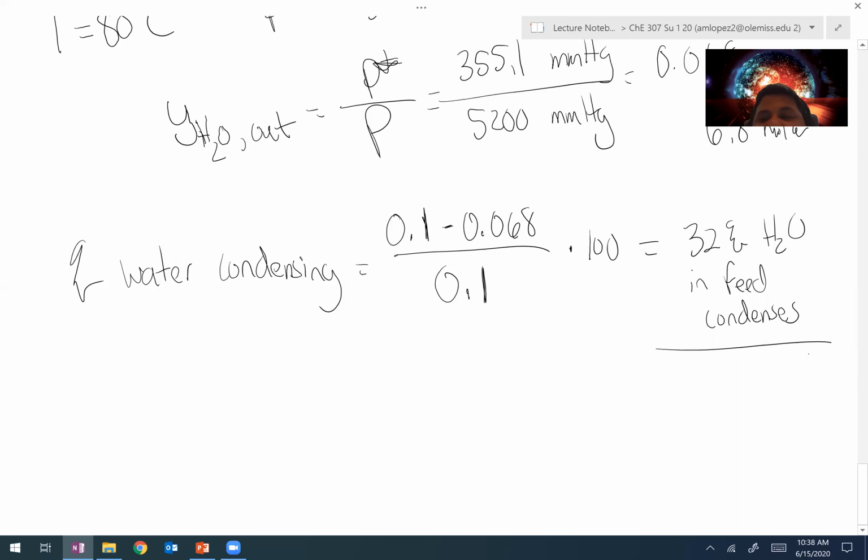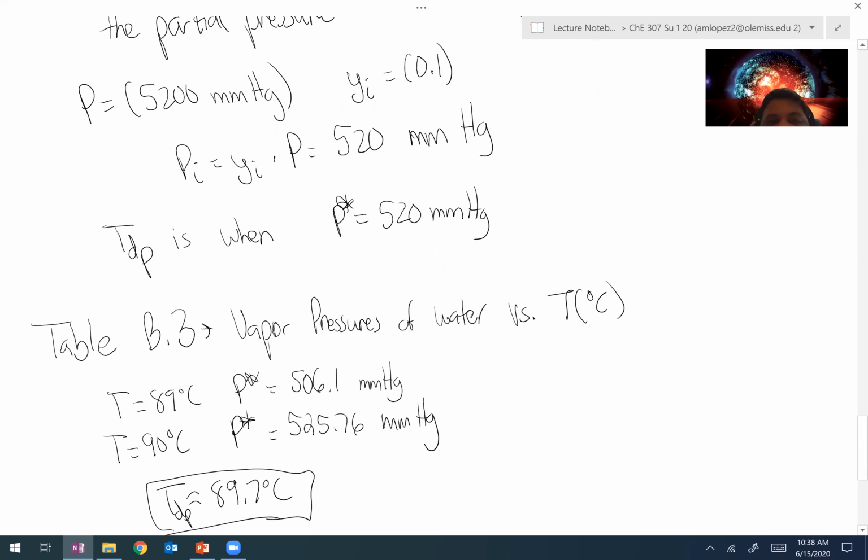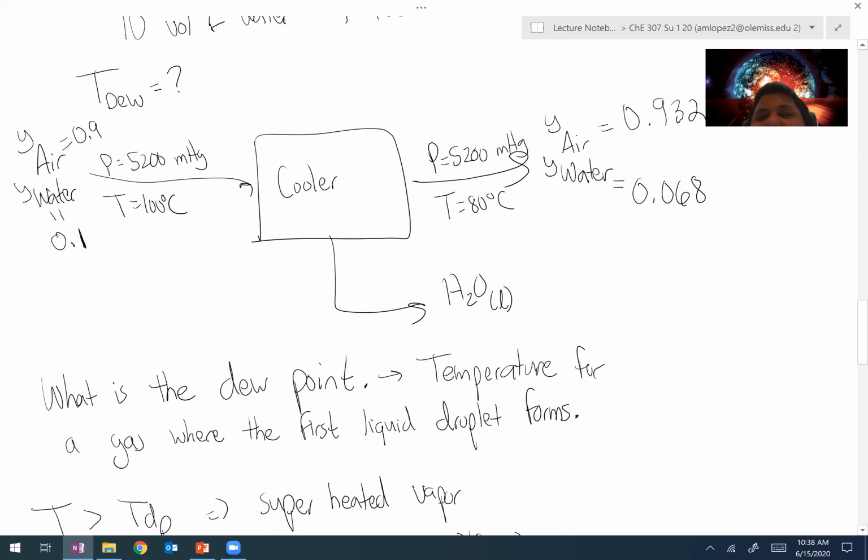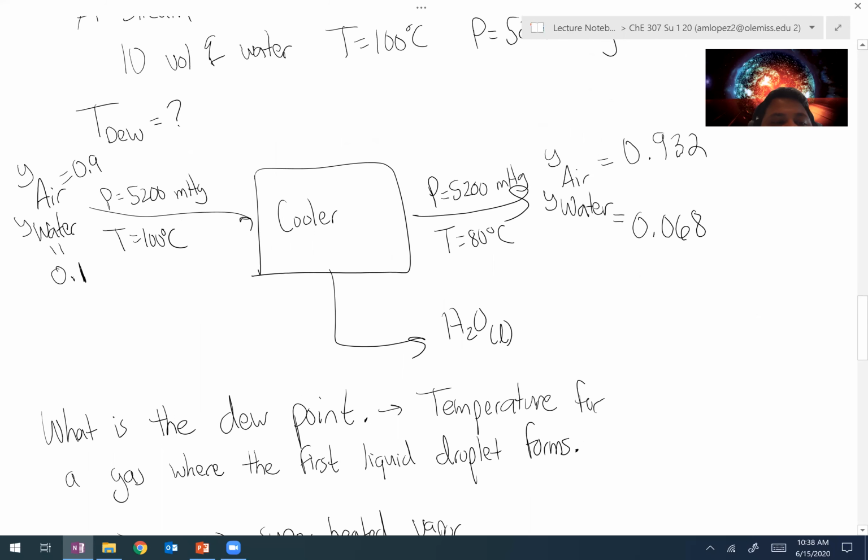Are there any questions on how I was able to do those calculations? Let's take a quick recap. So we were operating this as kind of a dehumidifier, where we're dropping the temperature of this stream of air and water coming in at 100 degrees C and 5,200 millimeters of mercury. And so we drop the temperature down, and once it's hit its dew point, water in the gas phase starts falling out of phase and becoming liquid. Then as we continue to cool beyond that dew point, more and more water will join the liquid phase.